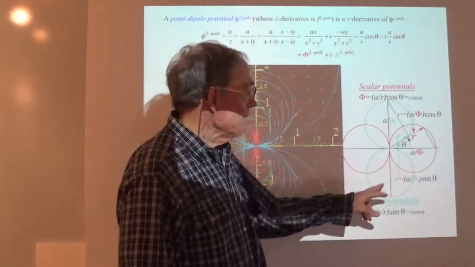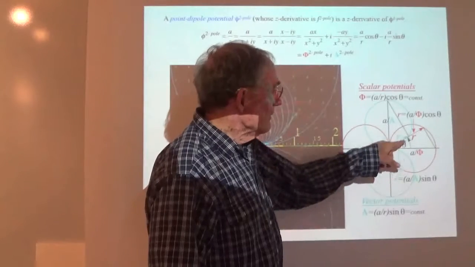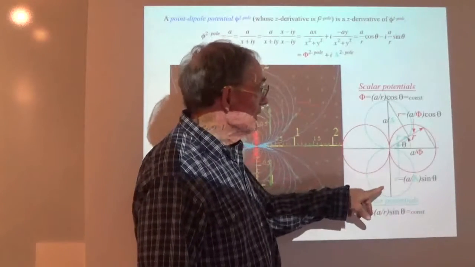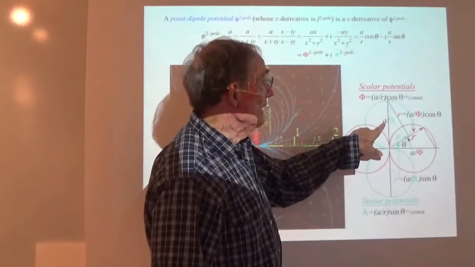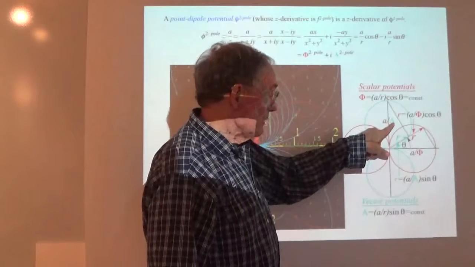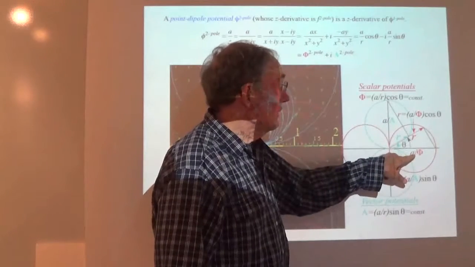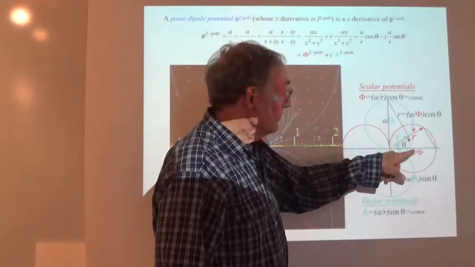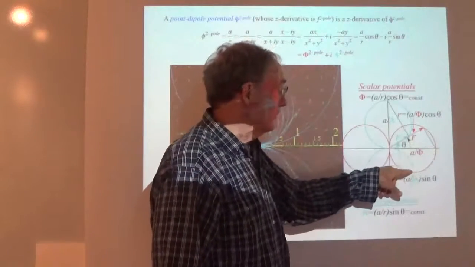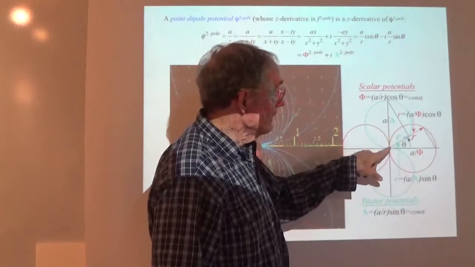So we're talking about r here, the radius, being the distance. That's this distance right here. That's a distance over the vector potential. This one is a distance over the scalar potential. Both the vector potential and scalar function have the same numerical value here. The circles are the same size.